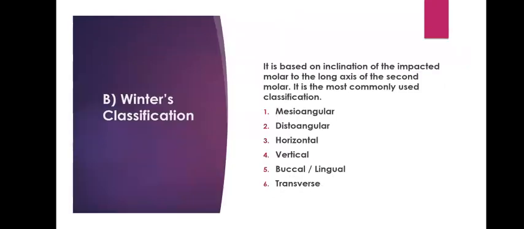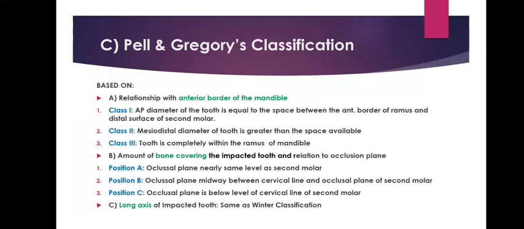The second type of classification is the Winter's classification. Now this is based on the inclination of the impacted molar to the long axis of the second molar. This is the most commonly used classification. It is divided into 6 types: mesioangular, distoangular, horizontal, vertical, buccolingual, and transverse. And the third is the Pell and Gregory's classification.